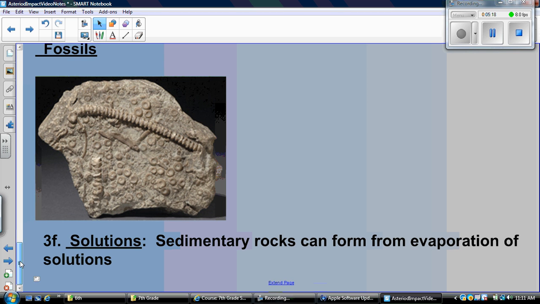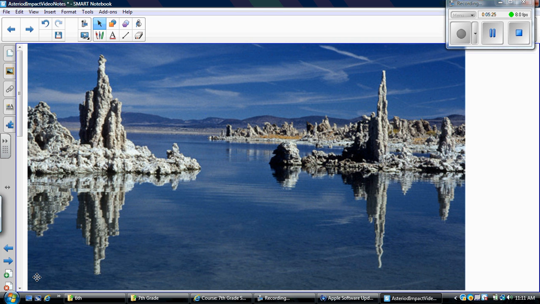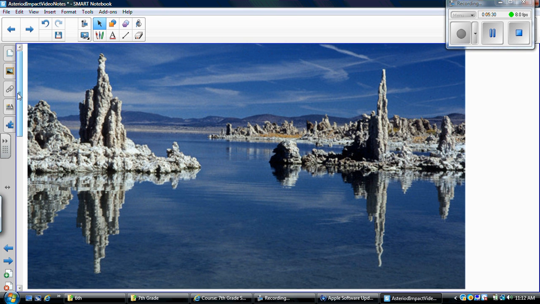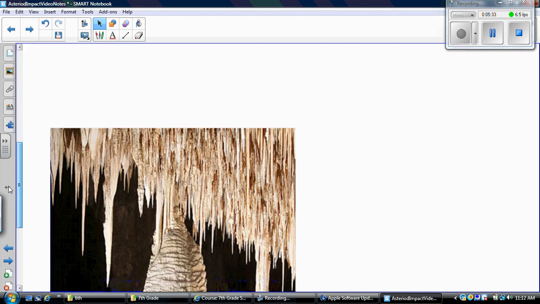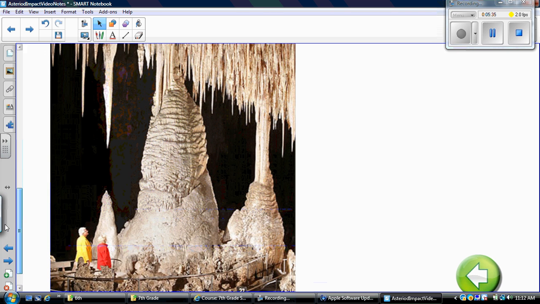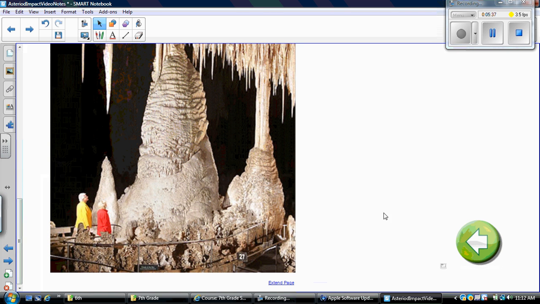Sedimentary rocks can also form from solutions. When water evaporates out of solutions, it can leave behind a sedimentary rock. This happens a lot of times in caves. That's what you see being left behind when the water evaporates: calcium carbonate, which forms a rock. Pretty cool stuff.